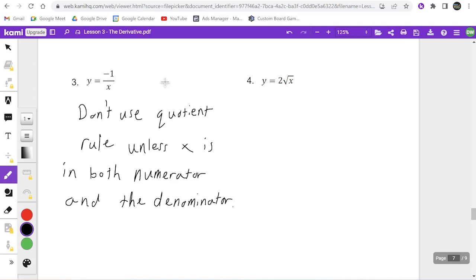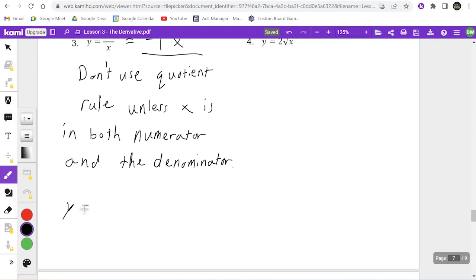What we can do is we can say this is negative 1 times x to the negative first power, because whenever you have an x in the denominator, you can bring it back up to the numerator by making it a negative power. This is still part of the power rule. Keep in mind, this is not the answer to our question. This is just rewriting it. This is how we rewrite it to make it easier. Now we can use the power rule.